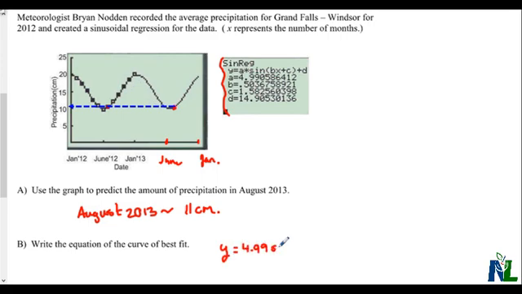4.99 times the sine. I need to open a bracket here. This is a little bit different than the general form we use when we're not doing regression. The B value is 0.5. So I'm going to have 0.5x plus C. C is 1.58. And then my D value is 14.9. So then I could use this function to determine additional information about precipitation if we modeled this into the future.